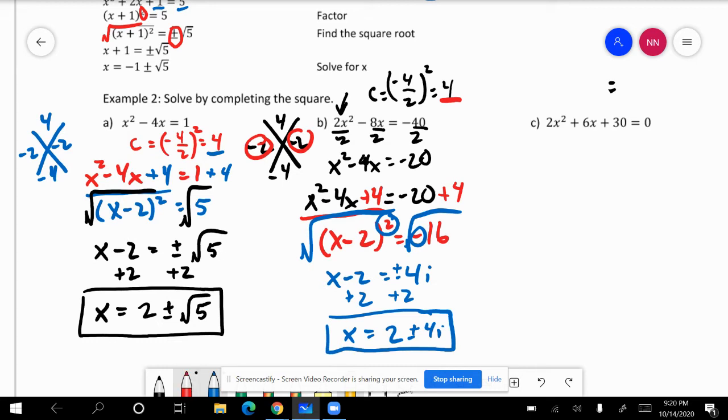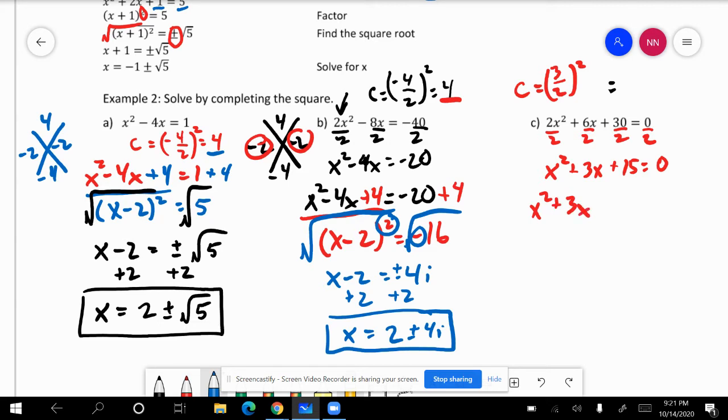Now, if we're looking at letter C, I'm going to divide everything by 2. And I get x squared plus 3x plus 15 is equal to 0. My c value, in order to find it, is 3 over 2 squared. So I have x squared plus 3x plus 3 squared is 9, 2 squared is 4, so that would be 9/4. And then on the other side, I'm going to move the 15 over, so it's equal to negative 15 plus 9/4.